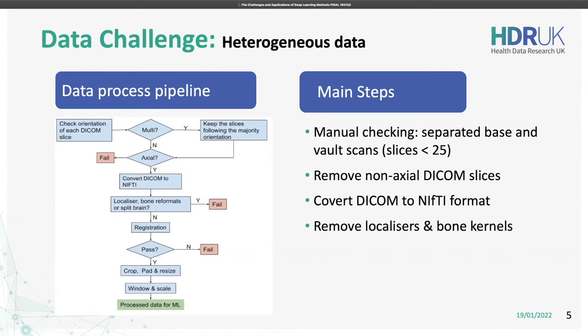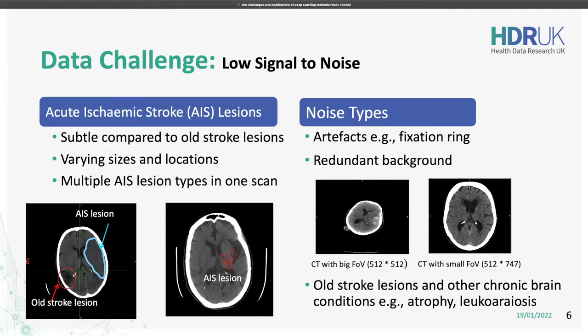So another challenge in our data is the low signal to noise. Also, as Grant said, in some cases the ischemic stroke lesion can be really difficult to detect. So it's quite subtle compared to older stroke lesions. And also it has varying size and locations. So you can see this is the ischemic lesion, as Grant has annotated. This old stroke lesion, you can see this is quite subtle compared to the older one. And also sometimes they can have really small lesions here. Sometimes we can have multiple lesions and types in one scan. So this is a signal.